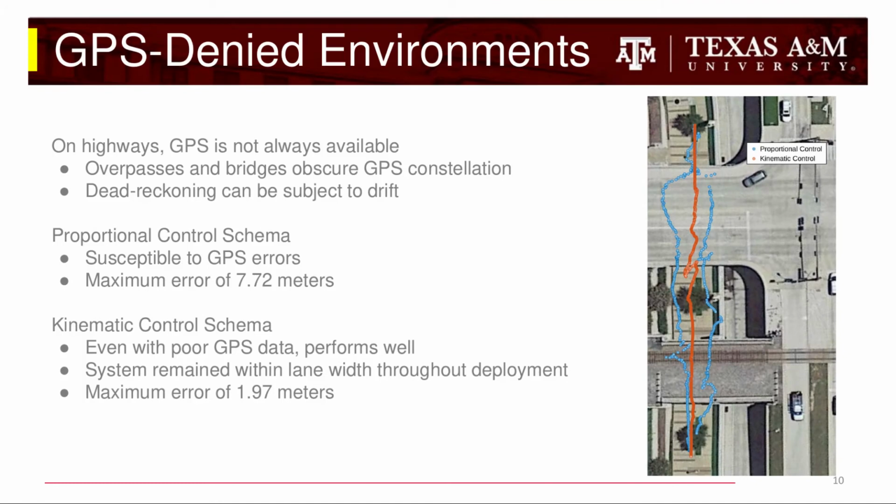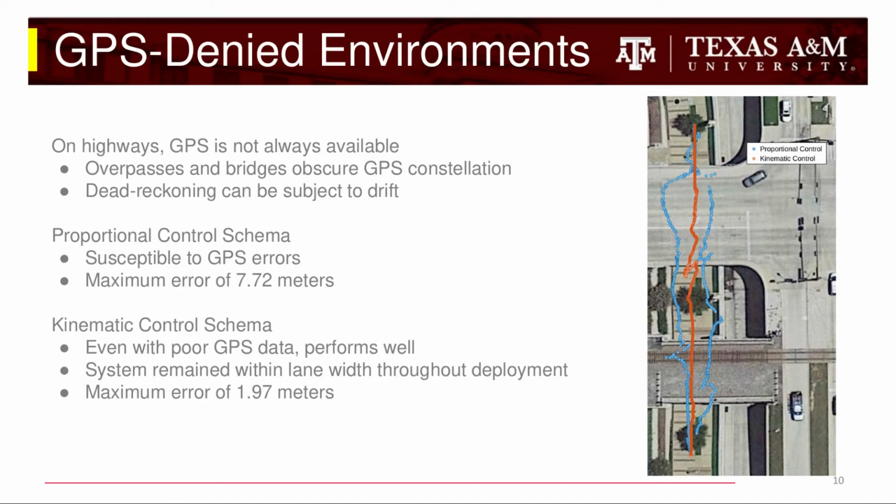Having shown that the system was able to accurately and repeatably place the cones using these RTK GPSs in an open environment, we knew that it would be important to test it in more constrained environments. So on the highway, GPS is not always available. An example of these places are in overpasses and bridges, which can obscure or completely block the GPS constellation. Therefore, the system must rely on dead reckoning and would be subject to drift.